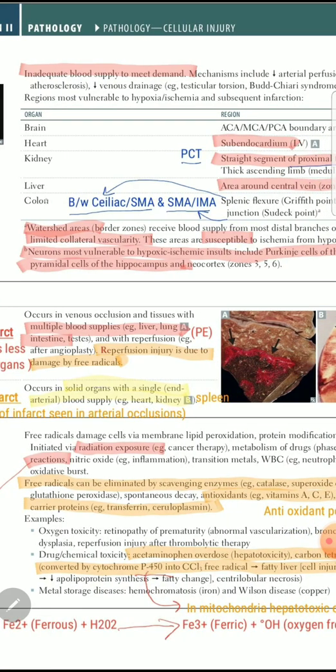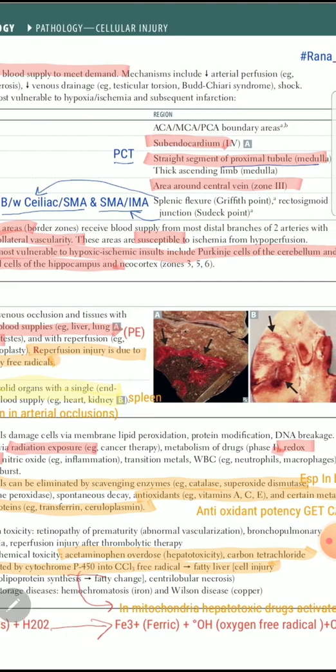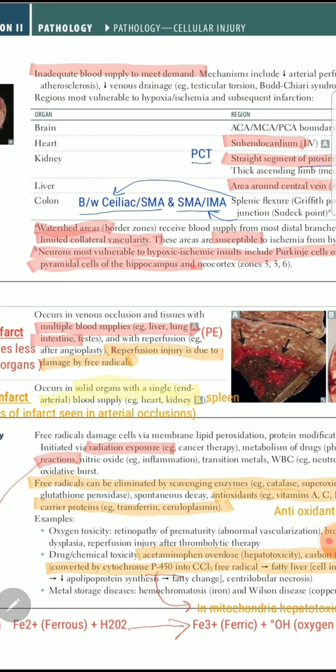And then in colon or GIT, we know that the main supply of the GIT is from celiac, superior mesenteric and inferior mesenteric. So there are junctions between celiac and superior mesenteric, and superior mesenteric and inferior mesenteric, which share blood supply but lack blood supply as well, because some arteries will be coming from celiac and some from SMA, and some areas might not have arteries from both sides. So these are called watershed areas, which receive blood supply from the most distal branches of two arteries with limited collateral vascularity. The collaterals are not well established in between them.